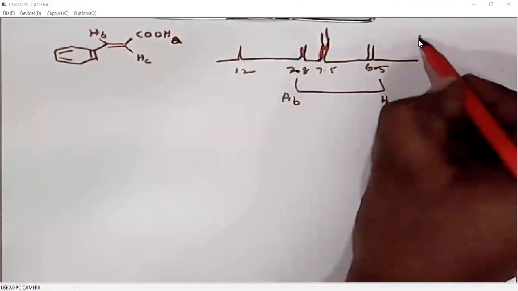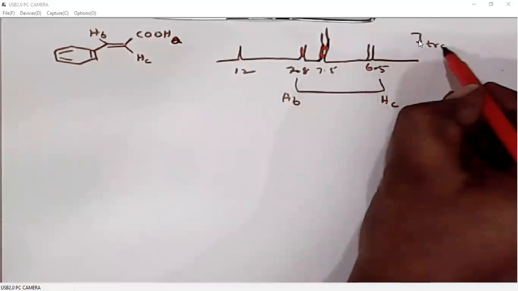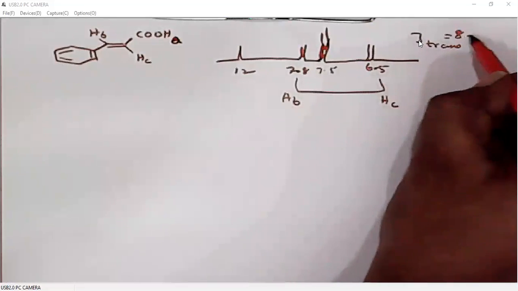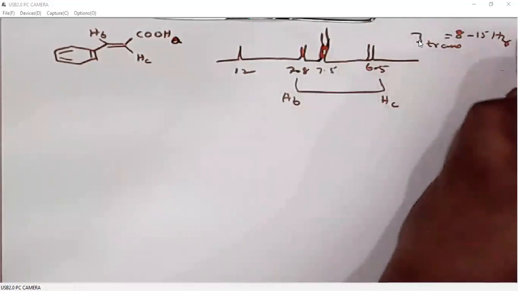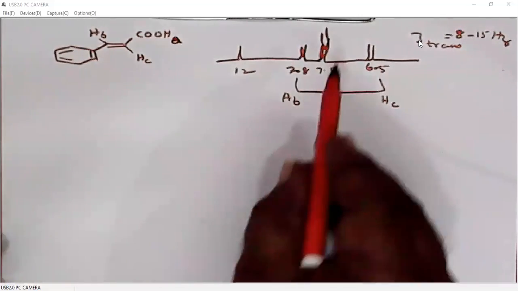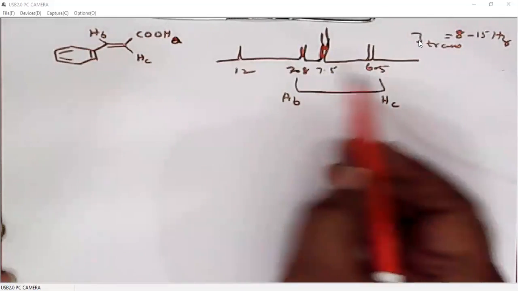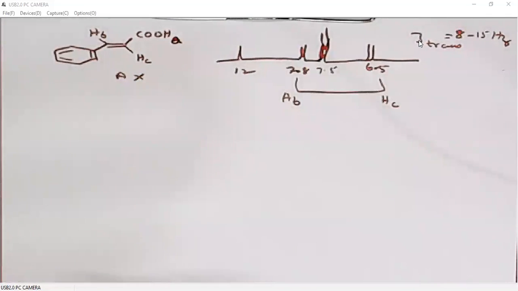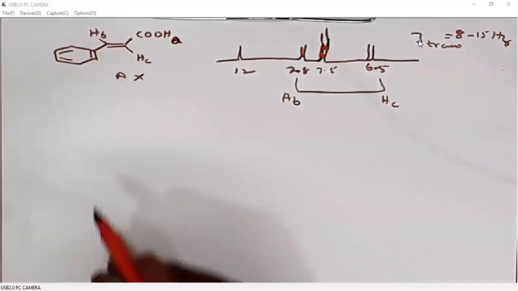The coupling constant here is the trans coupling constant, which is around 8 to 15 Hz. This is for the aromatic. So we clearly say it is an AX type, so it is a first order spectrum. It is AX.